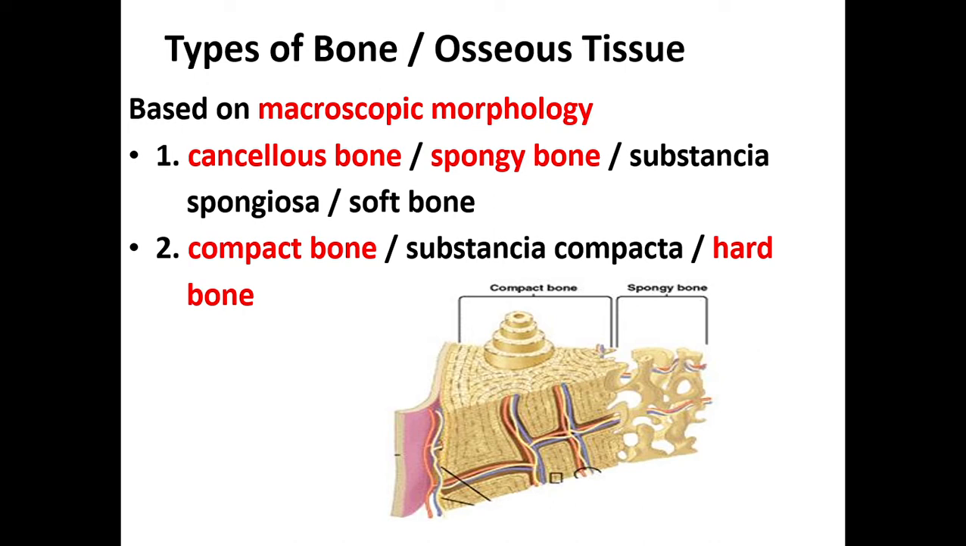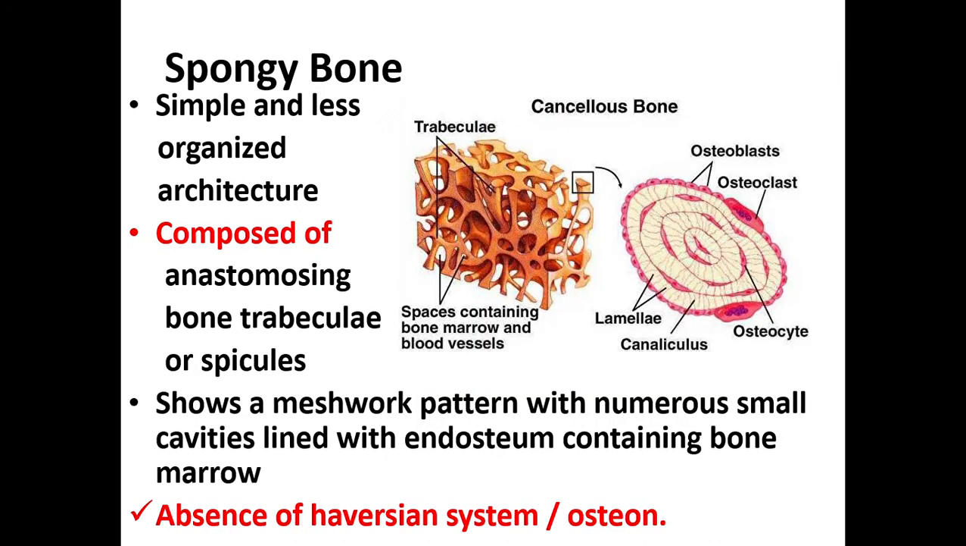Now, just imagine a chicken leg bone. If we open up the leg bone, usually we can see in the inner part of the bone the spongy bone or the soft bone, and on the outer part of the bone, we have the substantia compacta or compact bone or hard bone. Let's go first to describe the spongy bone.